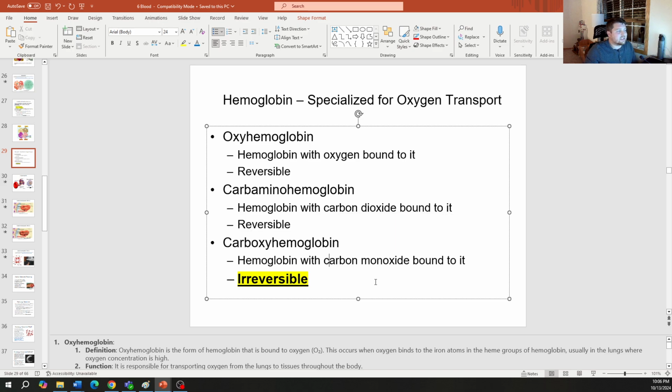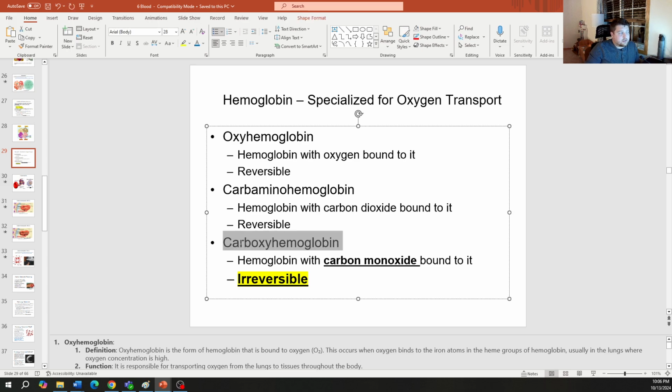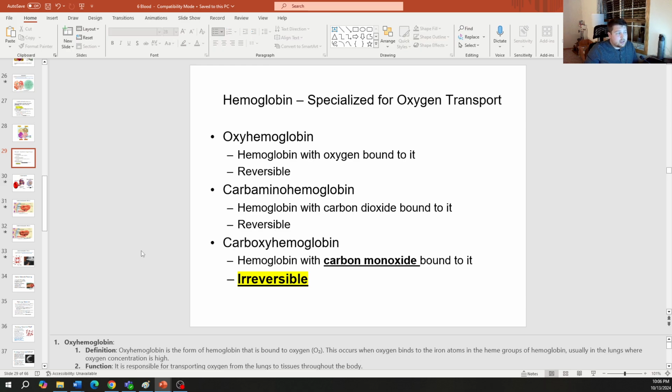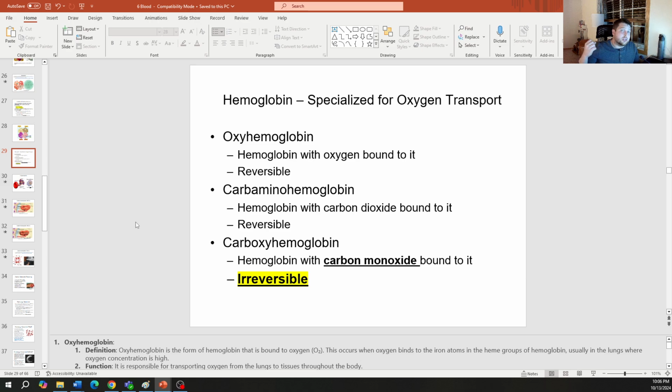The issue becomes when we have carboxyhemoglobin. Okay, this is with carbon monoxide. If you've heard of carbon monoxide poisoning and how scary that can be, that's what this is. When carbon monoxide binds to the hemoglobin, it is irreversible, meaning that the carbon monoxide locks on and does not let go. And then we don't have a way for that red blood cell to carry oxygen. We're going to get more into that in just a little bit.